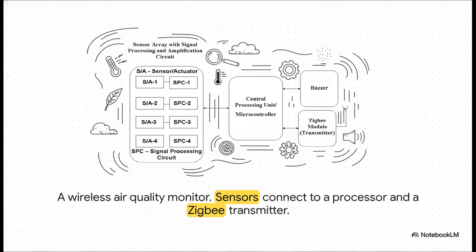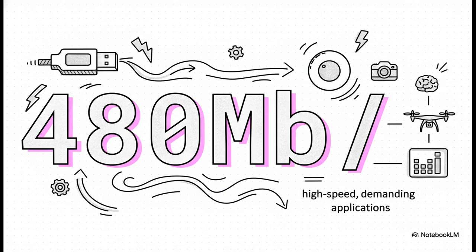This is the diagram for a wireless air quality monitor. You can see the sensor array, the processing unit, and a Zigbee module to beam the data out wirelessly. It's a perfect, real-world implementation of everything we've just been talking about. And don't think this is just for slow, simple data streams. This standard is seriously robust. If you use a common connection like USB 2.0 for that TII interface, you can hit data speeds up to 480 megabits per second. That is plenty of bandwidth for even high-speed, really demanding applications.